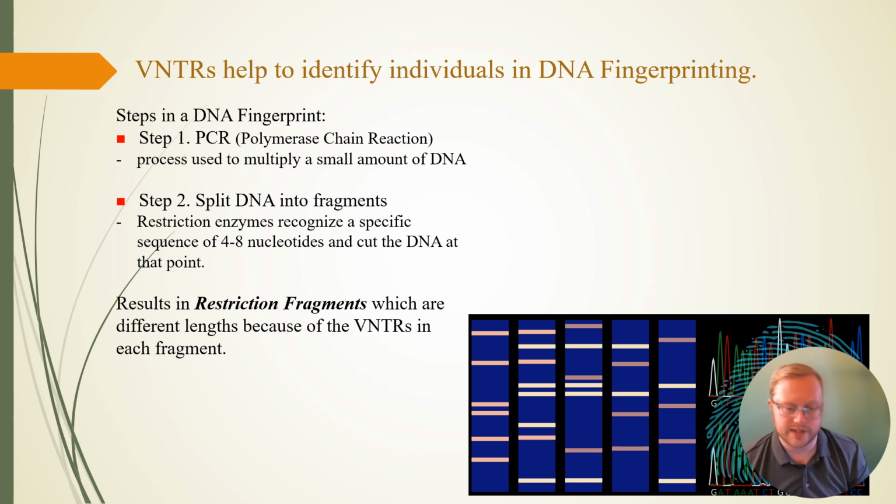You can also split the DNA into fragments using restriction enzymes. These restriction enzymes will come in and cut the DNA at a very specific sequence, 4 to 8 nucleotides long, and that gives you a bunch of fragments of DNA that can be used to see your DNA fingerprint. These restriction fragments are different lengths because of the VNTRs.